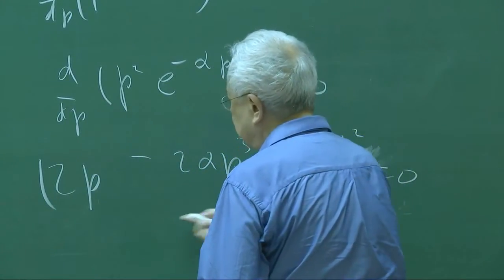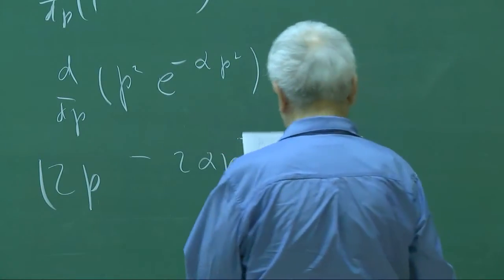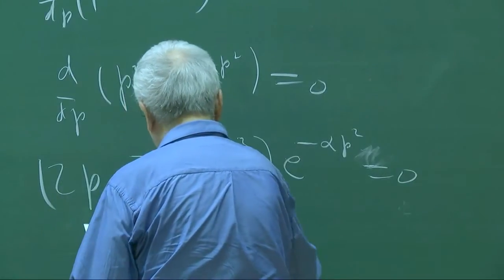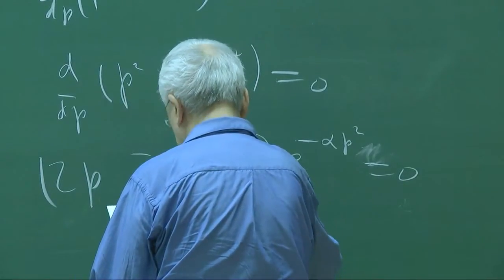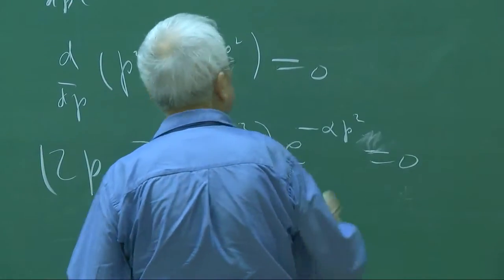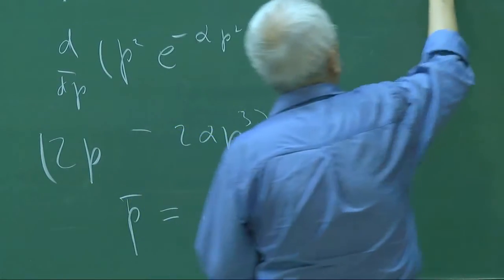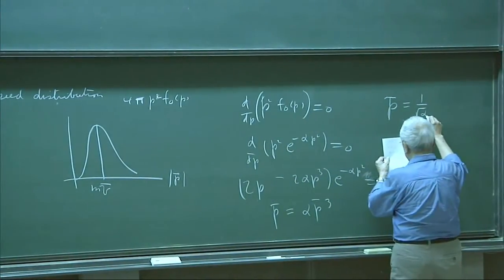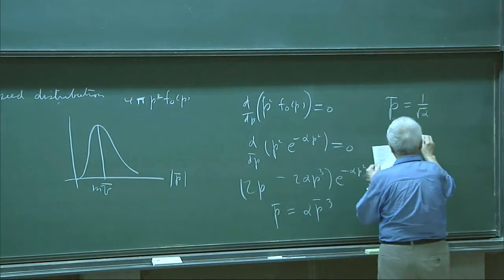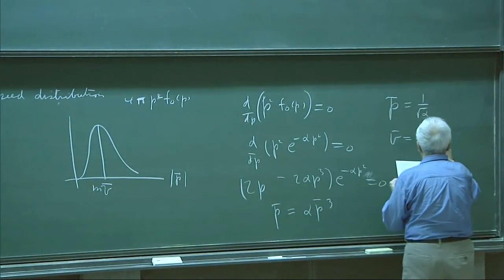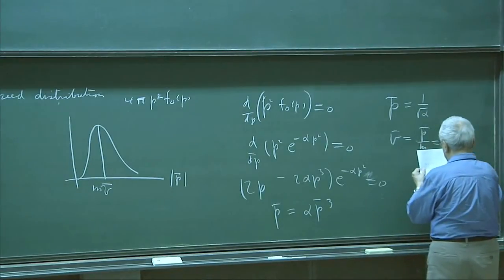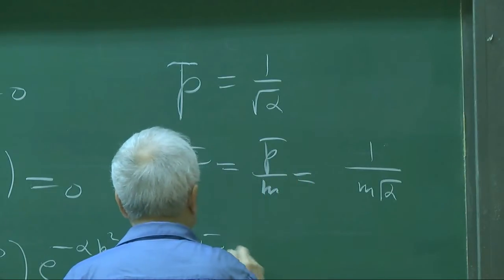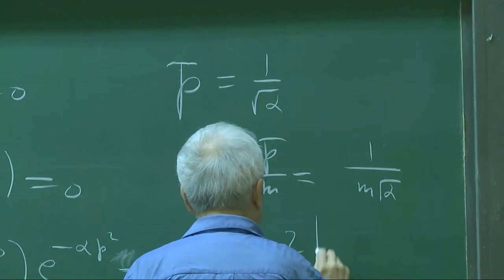So the average speed is given by the 0 of this. And so p bar is equal to alpha p cubed. And you can cancel it, and therefore p bar is equal to 1 over square root of alpha, and therefore v bar is p bar over m, which is equal to 1 over m alpha, and v bar therefore, putting in alpha, is equal to 2 kT over m.